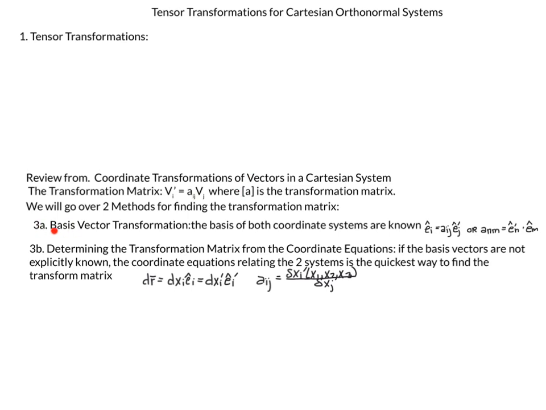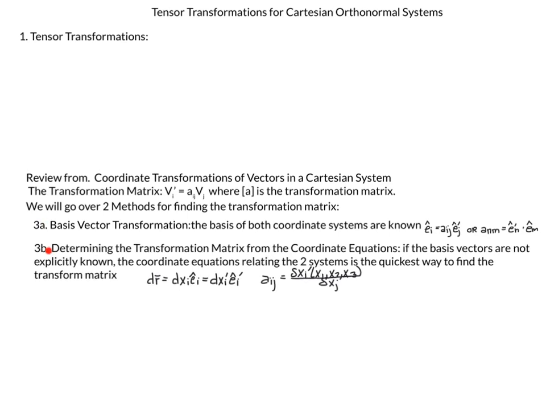And the first way we looked at is if we had the basis vectors for both coordinate systems. We did this the hard way, and then we did this the easy way, where our transformation matrix A sub nm is the basis vector n prime dotted with the basis vector m unprimed. So that's how we found our matrix component by component.